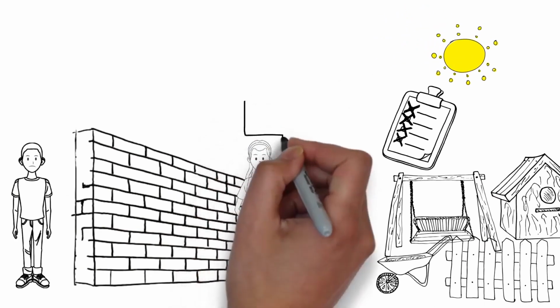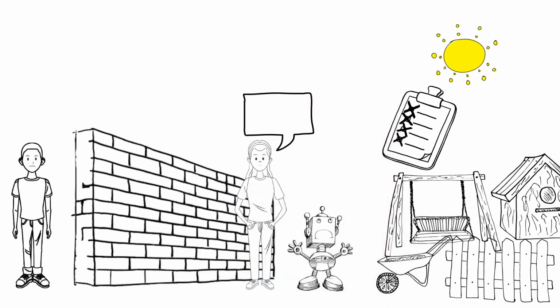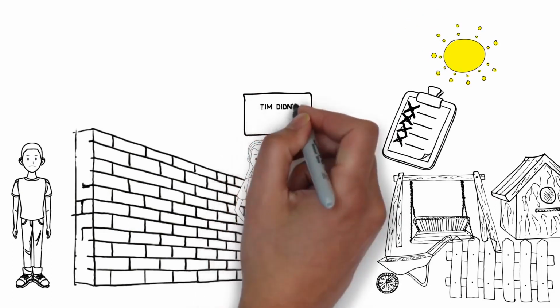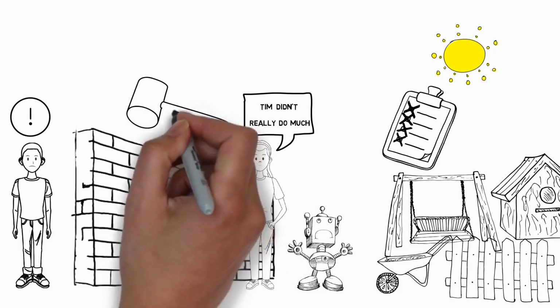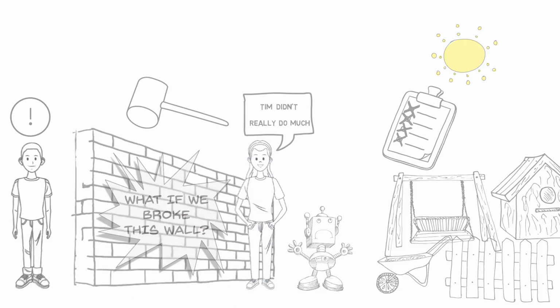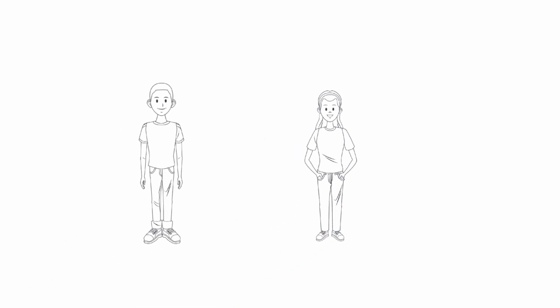Mia is now really annoyed and she has a lot to correct. And it seems to her as though Tim didn't really do much. This wall between them leaves the poor robot to bite the dust. Well, what if we broke this wall? Tim and Mia now work together in a common space.